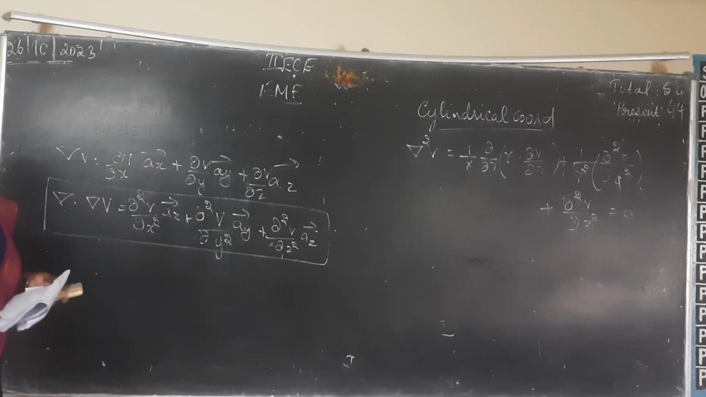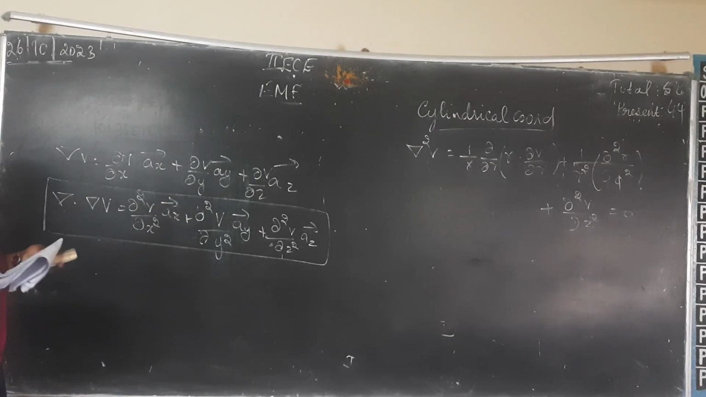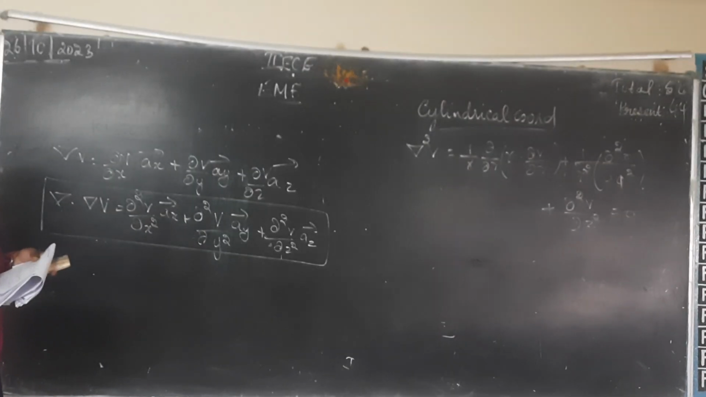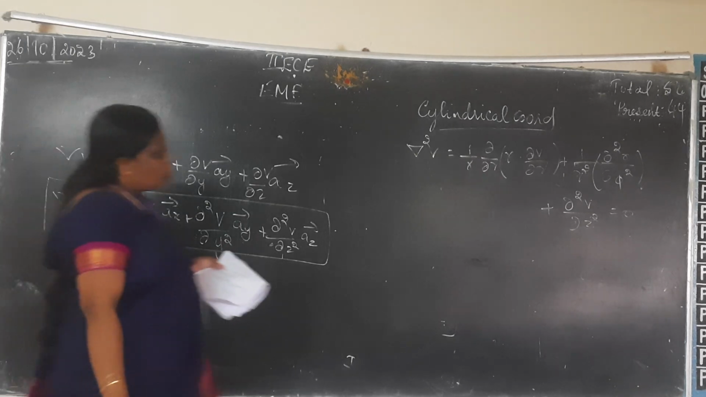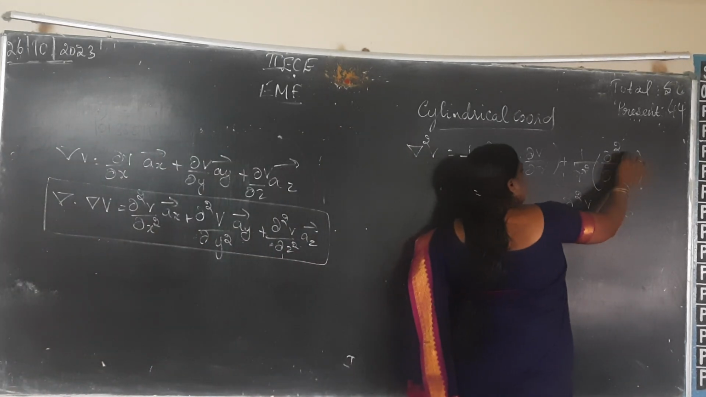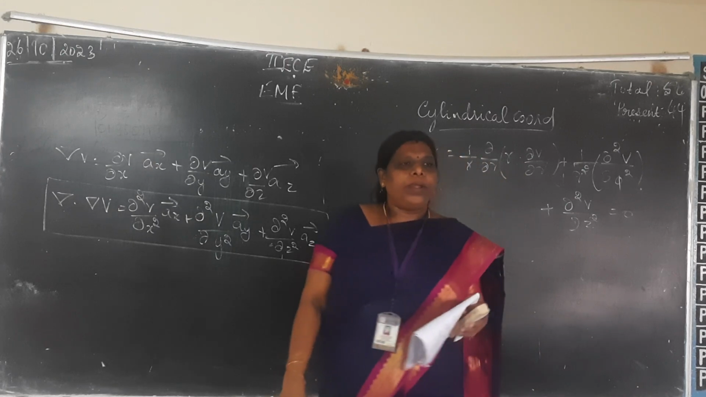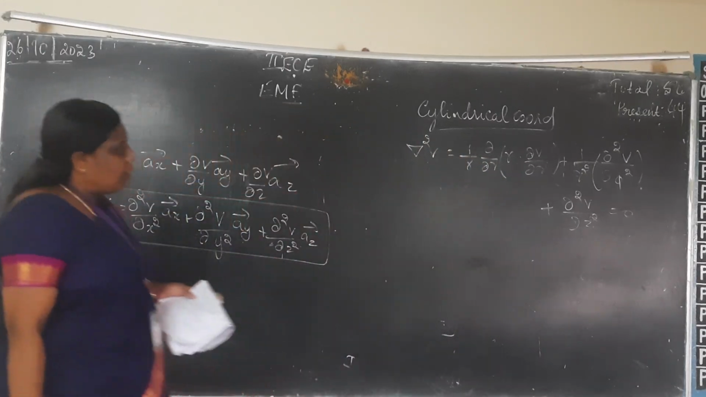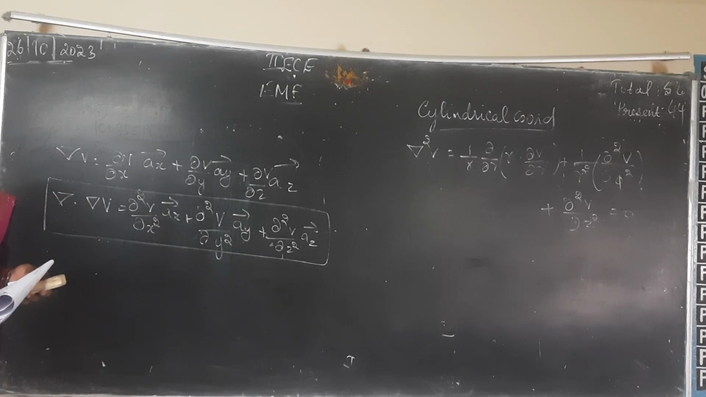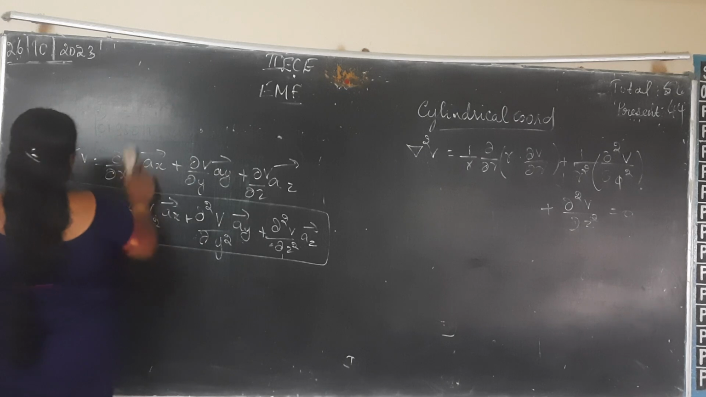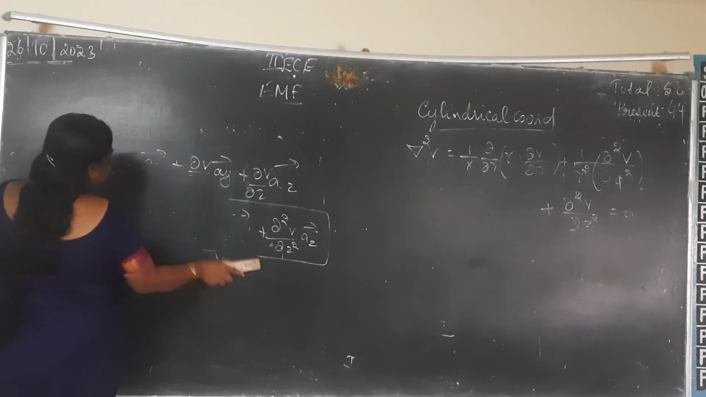Just learn that equation by heart. What is that? Tell me. 1 by r into ∂/∂r of r into ∂V/∂r plus 1 by r square into ∂²V/∂phi square plus ∂²V/∂z square is equal to 0. Right? This is for which system? Cylindrical coordinate system.